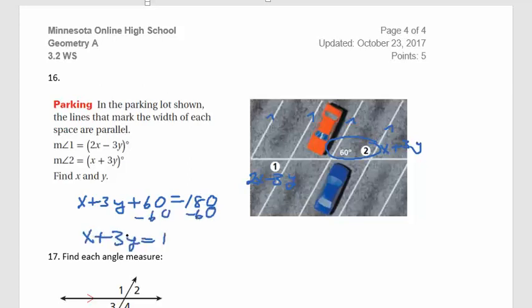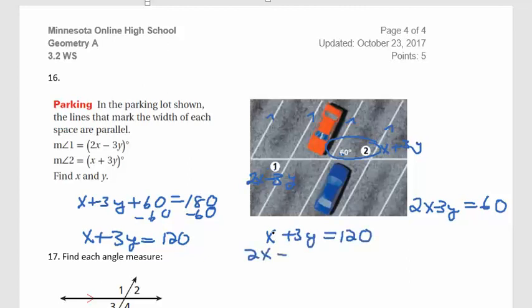And if I simplify just a little bit, I would get x plus 3y equals 120. And then I also know that angle 1 is equal to 60 because these are alternate exterior angles. So I have another equation that says that 2x minus 3y equals 60. So we have two equations, x plus 3y equals 120, and 2x minus 3y equals 60. We have two equations and two unknowns. This is a system of equations, and we can solve this using substitution or elimination.